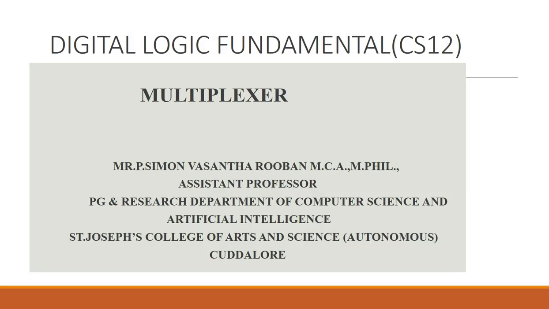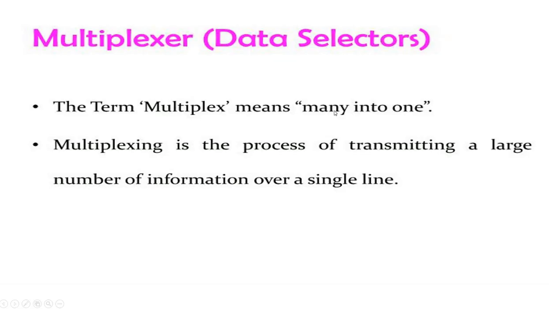I'm going to talk about the basic logic fundamentals subject, and my topic is multiplexer. The term multiplexer means many into one. So many pieces of information are combined and given in a single output. Multiplexing is the process of transmitting a large number of information over a single line.